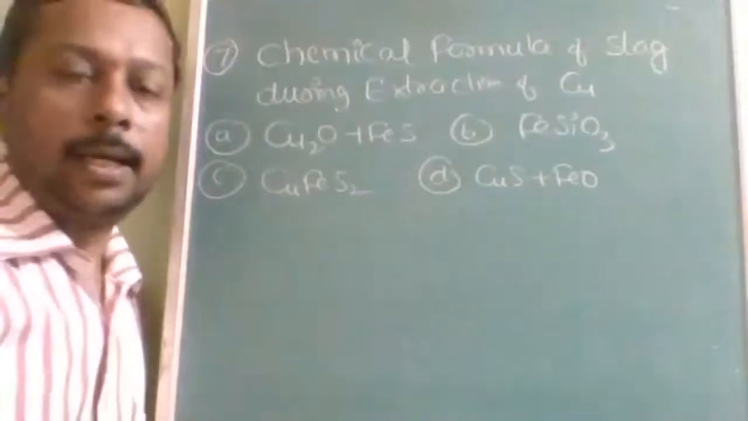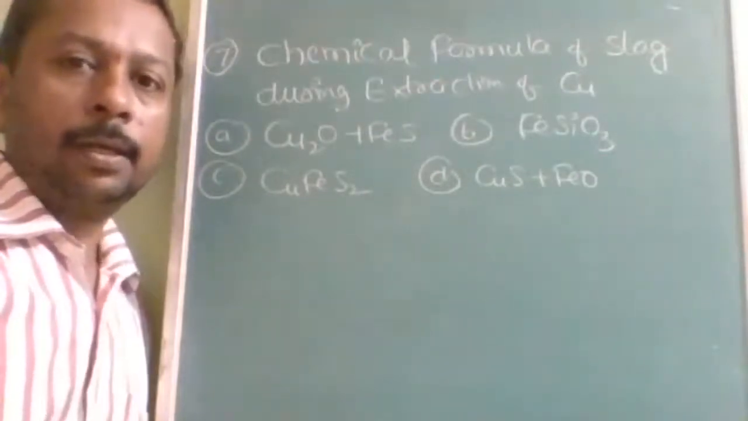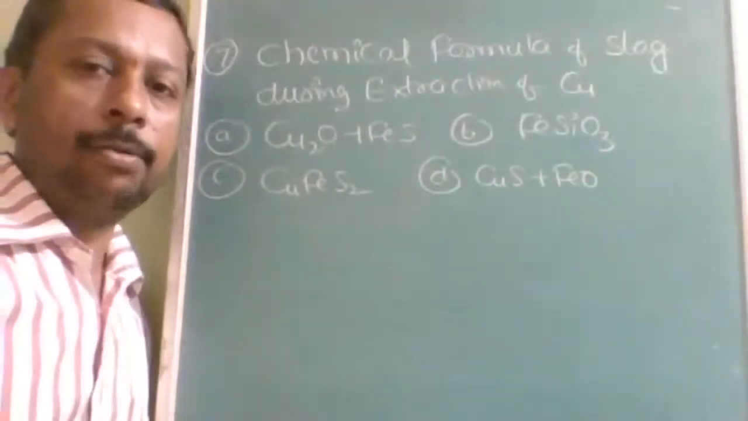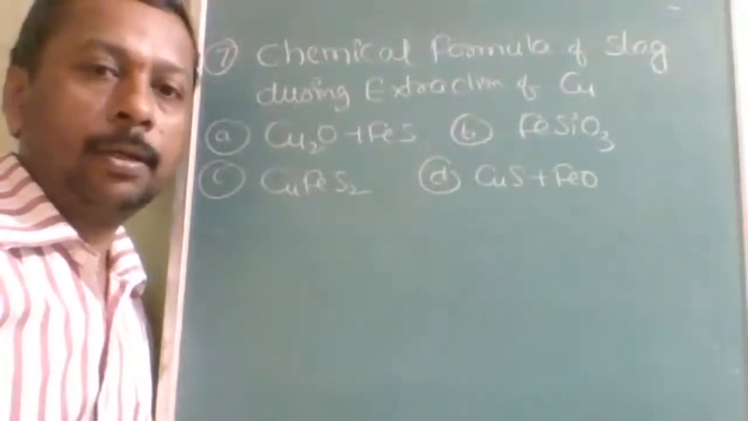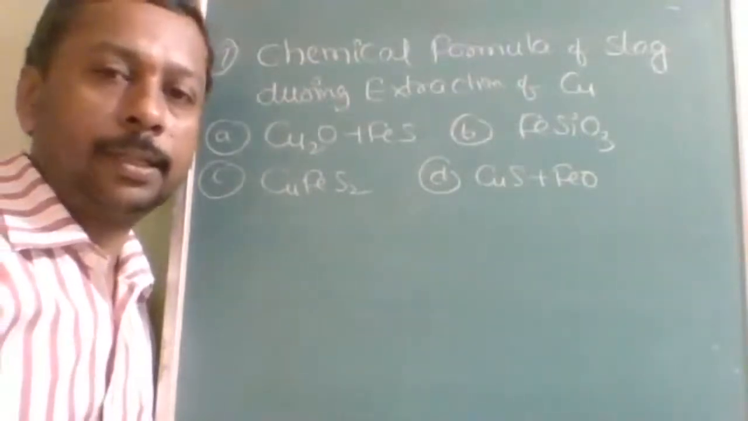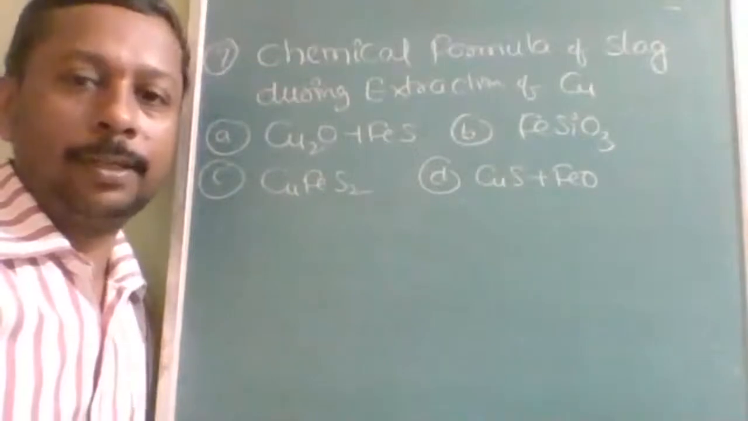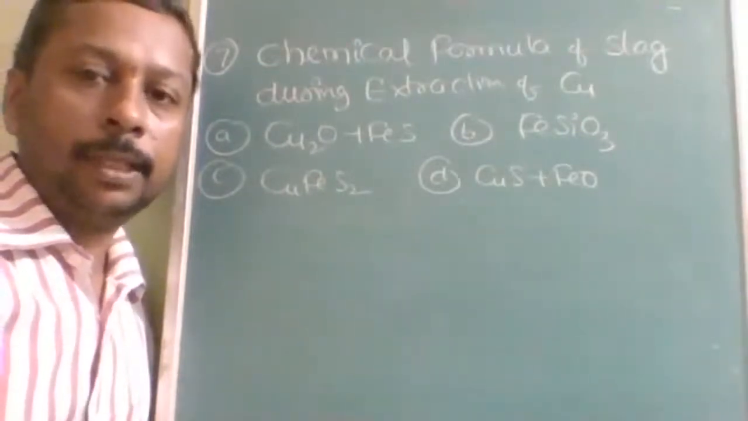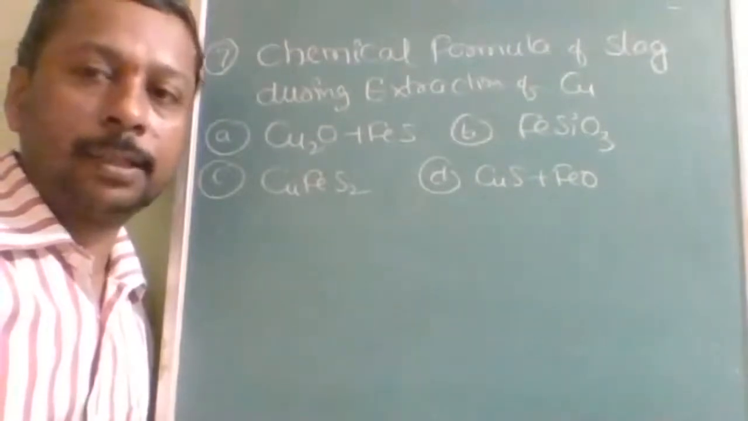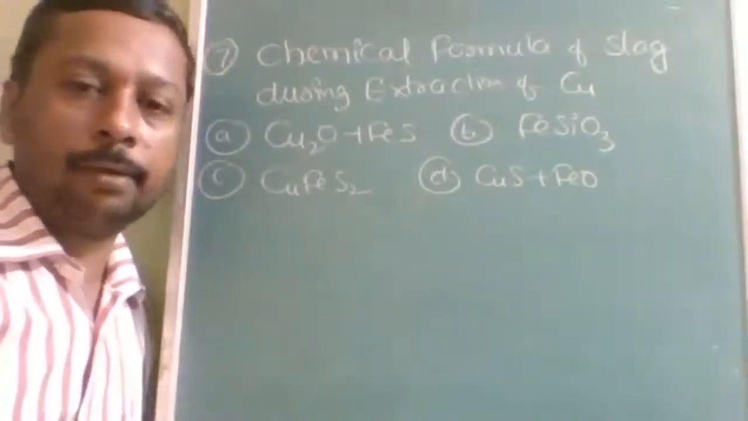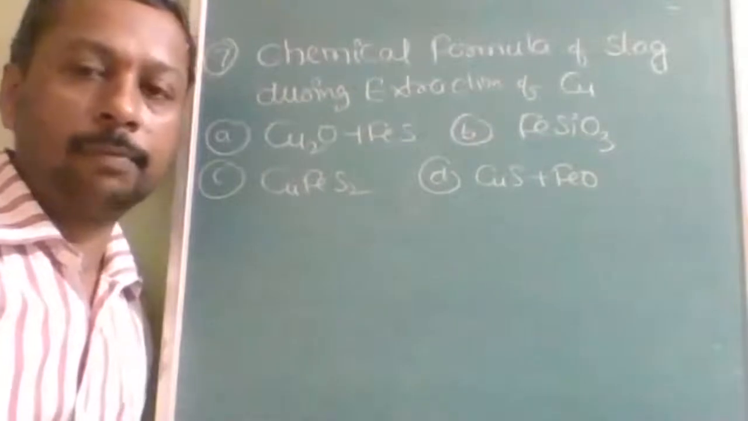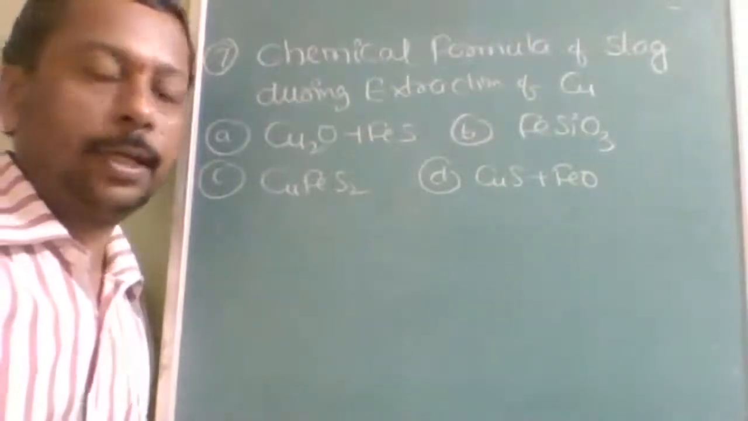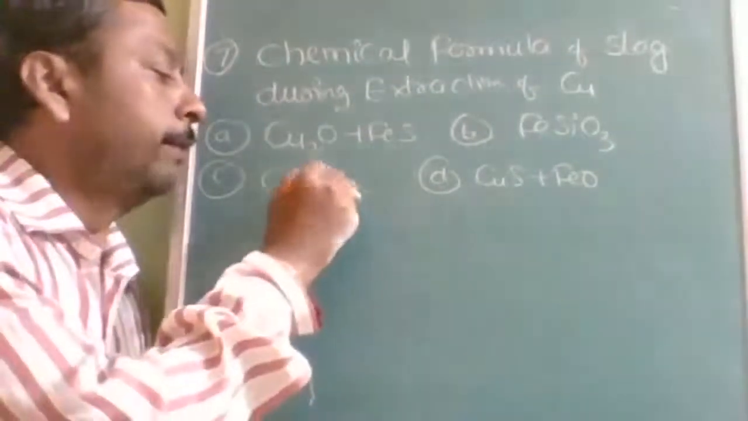Okay, here is a direct question from metallurgy. Chemical formula of slag during extraction of copper. Options are Cu2O·FeS, FeSiO3, CuFeS2, CuS plus FeO. This was clearly explained in one separate lecture for extraction of copper. Stepwise explanation was done. So if you have any doubt, you can go and refer to that.